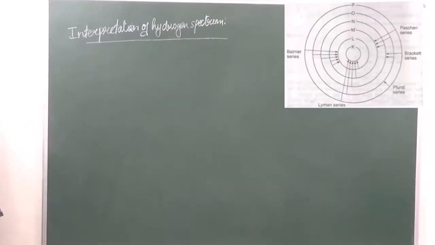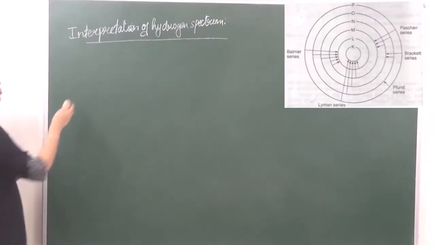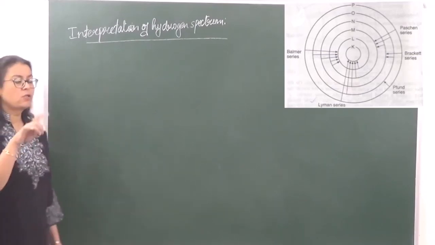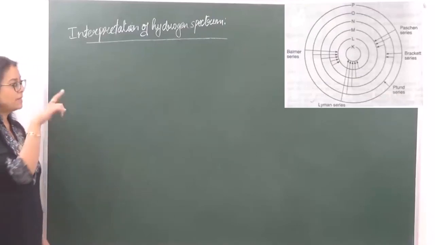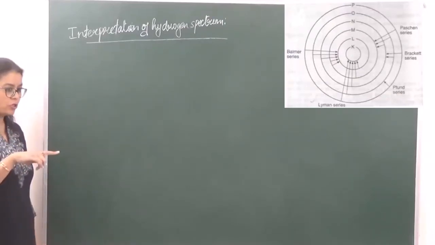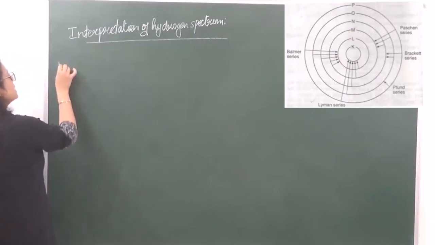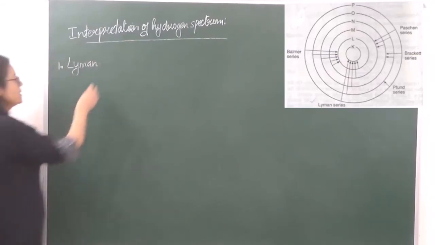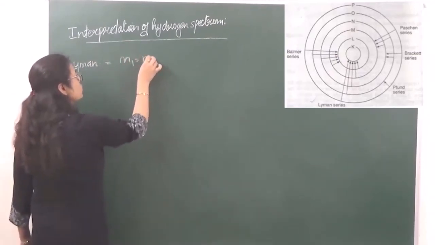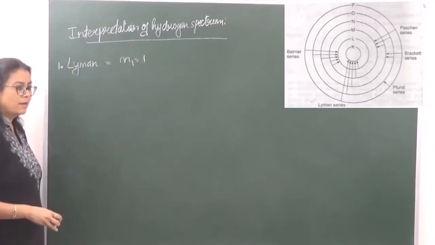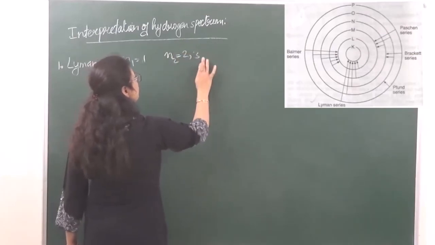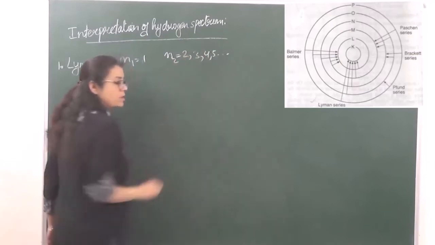Interpretation of hydrogen spectrum. According to Bohr's atomic theory, as you can see in the figure, there is one electron, the nucleus in the center, and then we have the K shell, the L shell, the M shell, and the N shell. When we are looking at the first series, the Lyman series, we said that n1 is equal to 1 and n2 is equal to 2, 3, 4, 5 and so on.